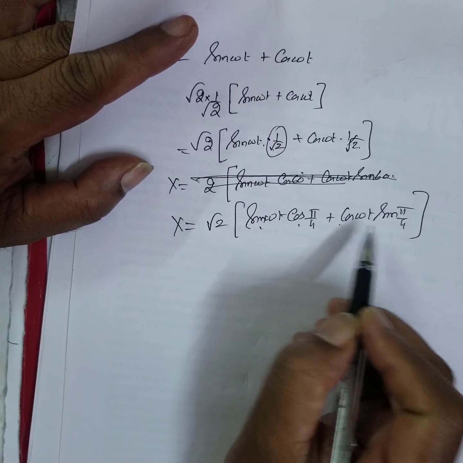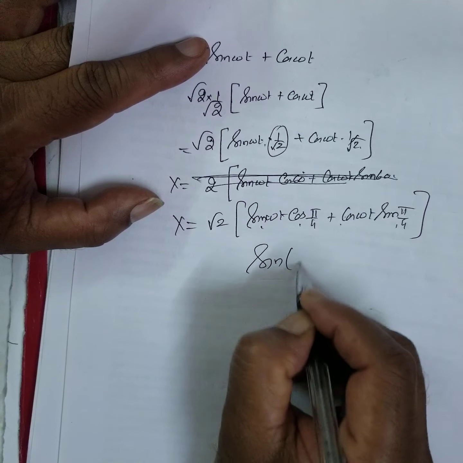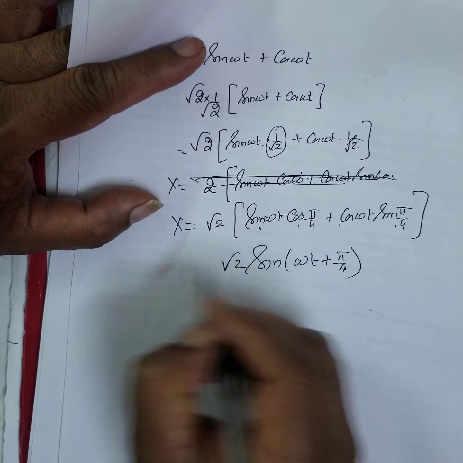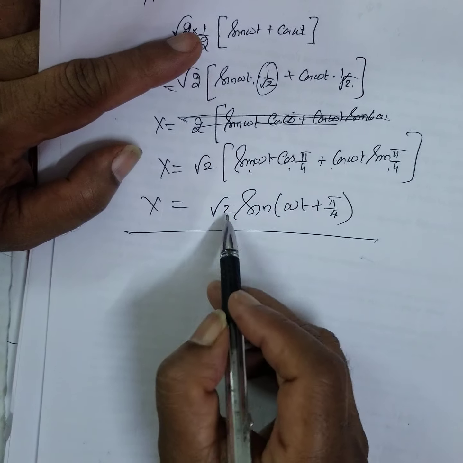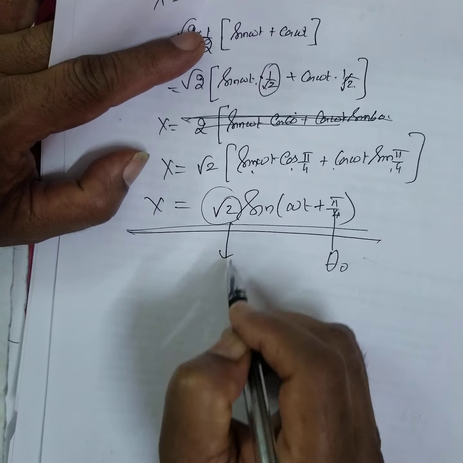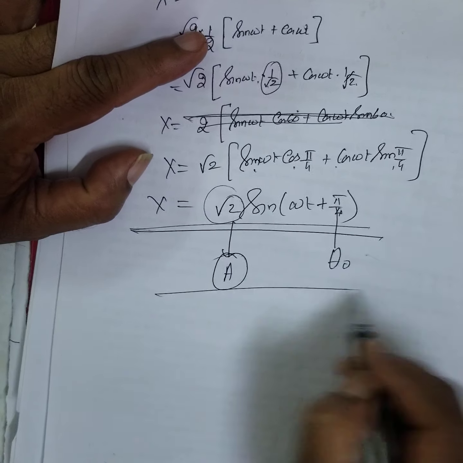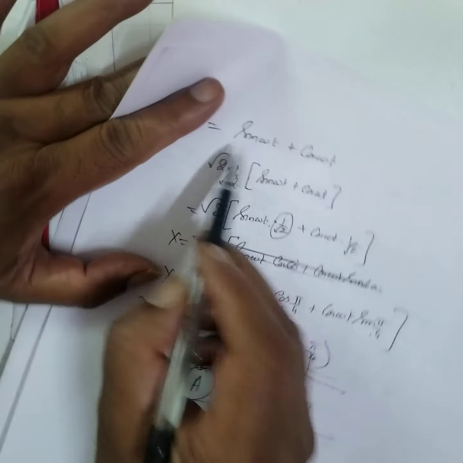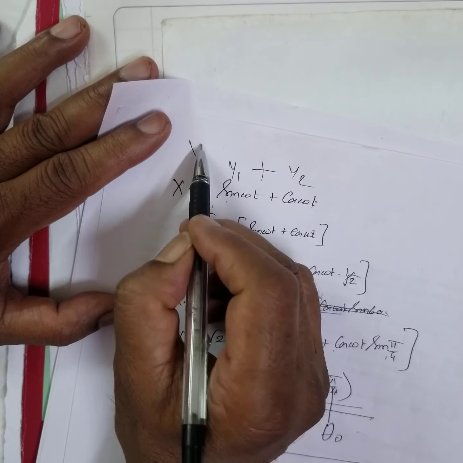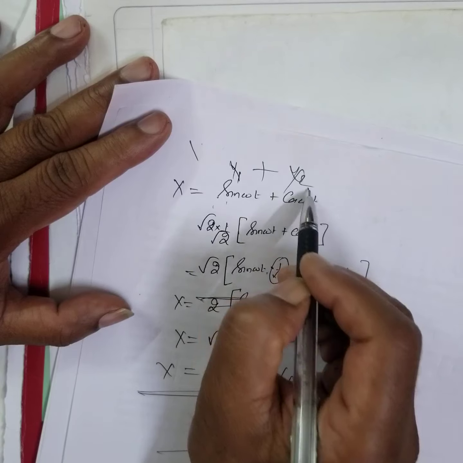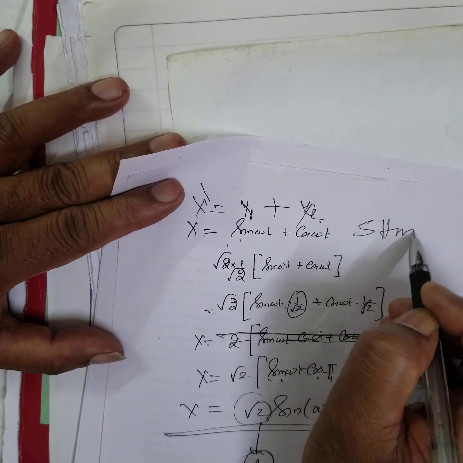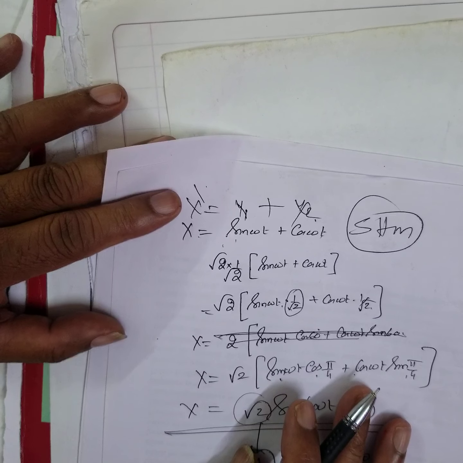Sin a cos b plus cos a sin b is equal to sin a plus b, is it not? This is root 2, right? This represents a simple harmonic wave. This is the initial phase. This is an amplitude, right? That is a linear combination. Linear combination means this is y1, this is y2, and the linear combination is x1 plus x2. This is a linear combination of the two waves. This represents a simple harmonic motion. You understood?